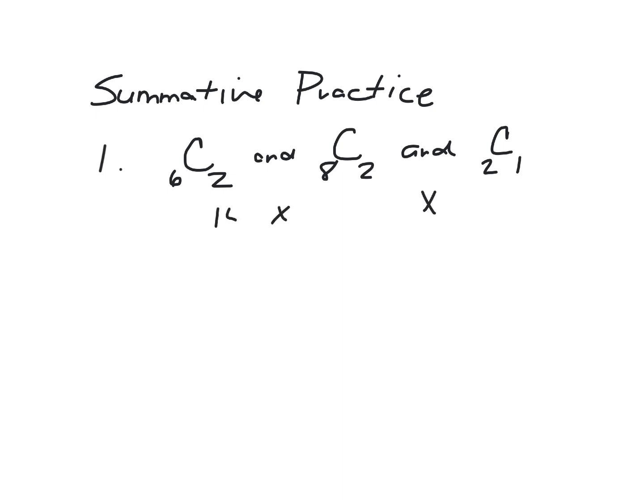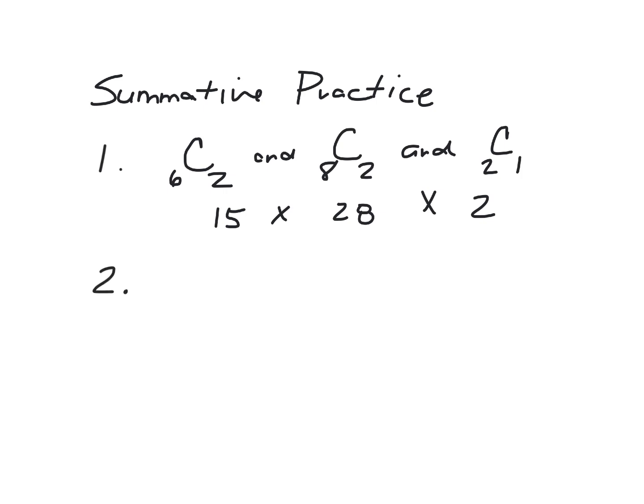So this is combination. To get the guards, it would be 6 choose 2. And we need the 2 forwards. We have 8 forwards. We're going to choose 2 of them. And we have 2 centers. We're going to choose 1 of those. The and means we're going to multiply. 6 choose 2 is 15. 8 choose 2, I believe, is 28. And 2 choose 1 is 2. So you would multiply those together to get your answer there.